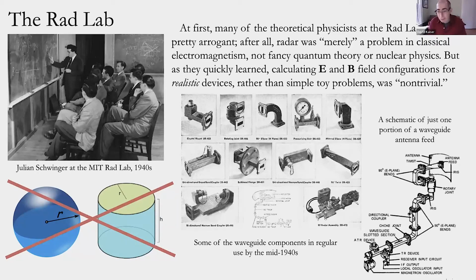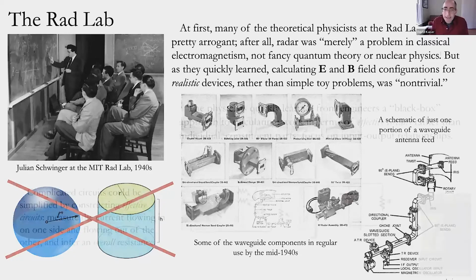Here's an example of just some of the so-called components, these waveguide components that were already in standard use by this time, by the mid-1940s. Few of these could be treated as a cylinder. None of them could be treated as a sphere. And these are just components. The actual parts of these radar devices, like here's one schematic, would be putting all these together in these complicated forms. There is no symmetry argument that's going to help you there.